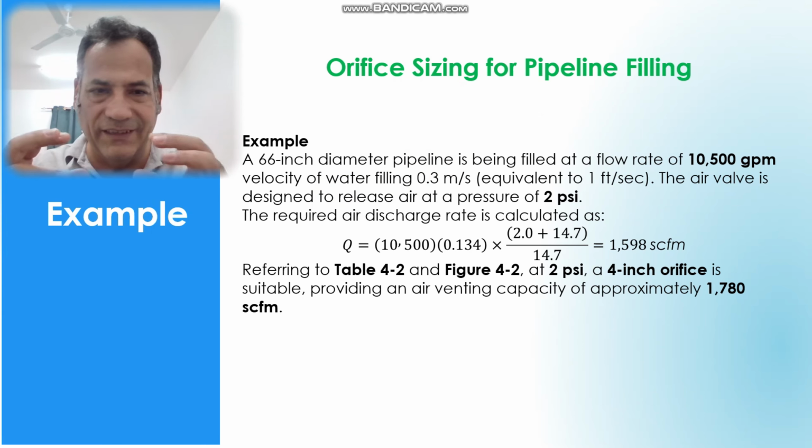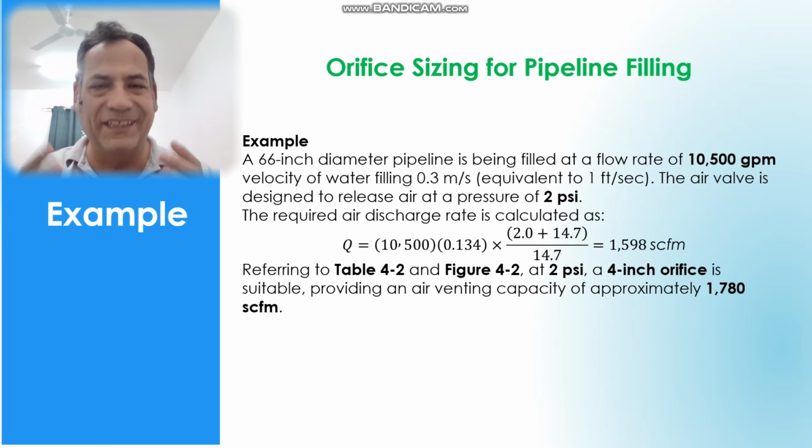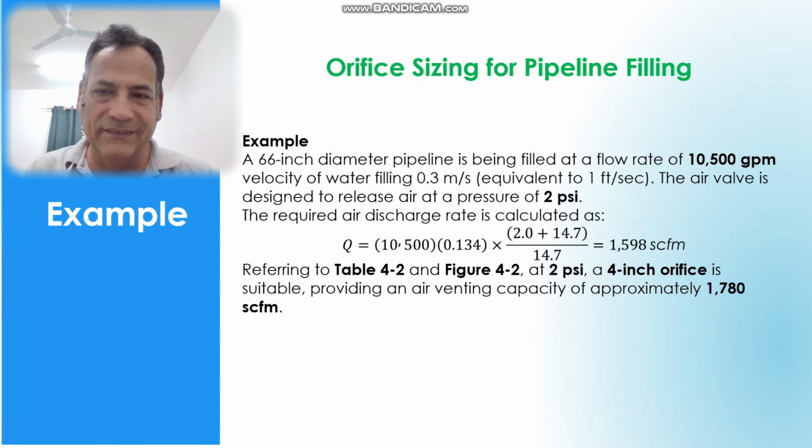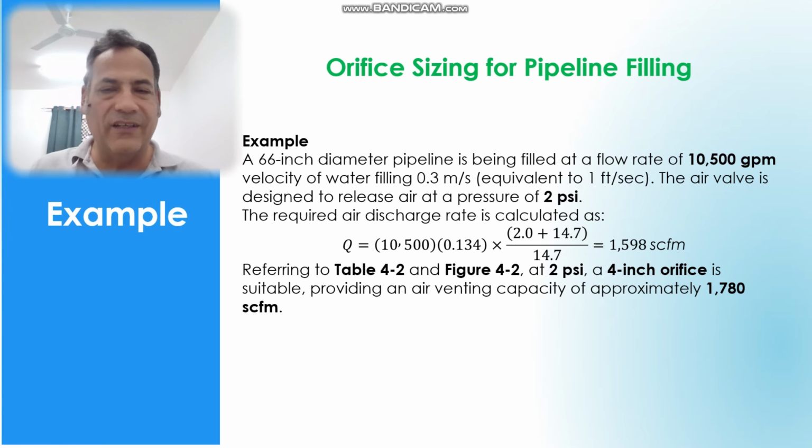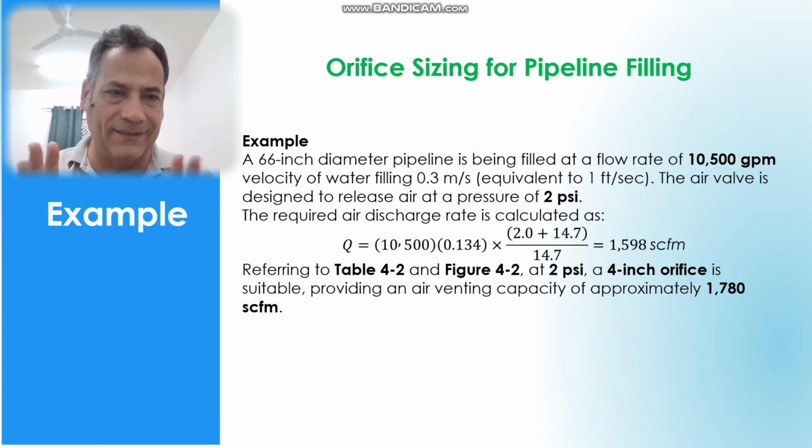Consider you have one pipe, 66 inches in diameter, and we are filling the pipeline, and the flow rate is 10,500 gallons per minute. The velocity of the water filling is 0.3 meters per second, and the air valve is designed to release air at a pressure of 2 psi. It means it is the standard. Okay.